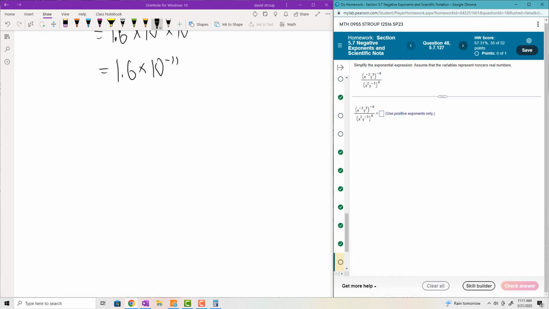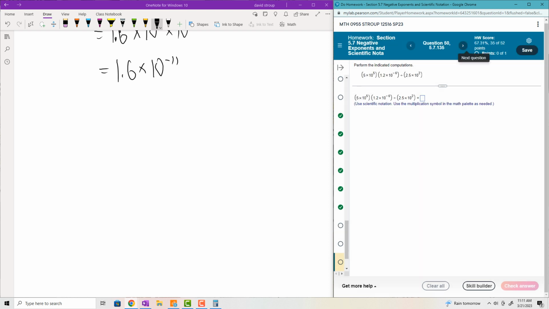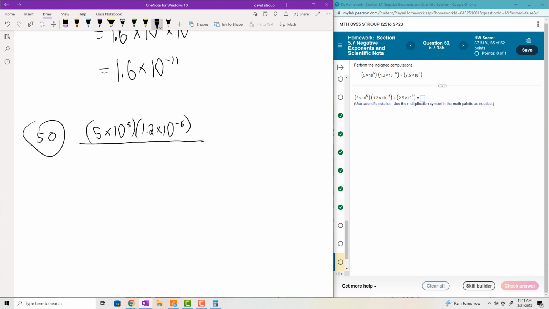Okay, now we have some review exercises. Harder review. Okay, and then maybe a kind of a more complicated scientific notation problem. So immediately I'm going to rewrite it. So I have 5 times 10 to the 5th times 1.2 times 10 to the negative 6, and then all of that divided by 2.5 times 10 to the 2.